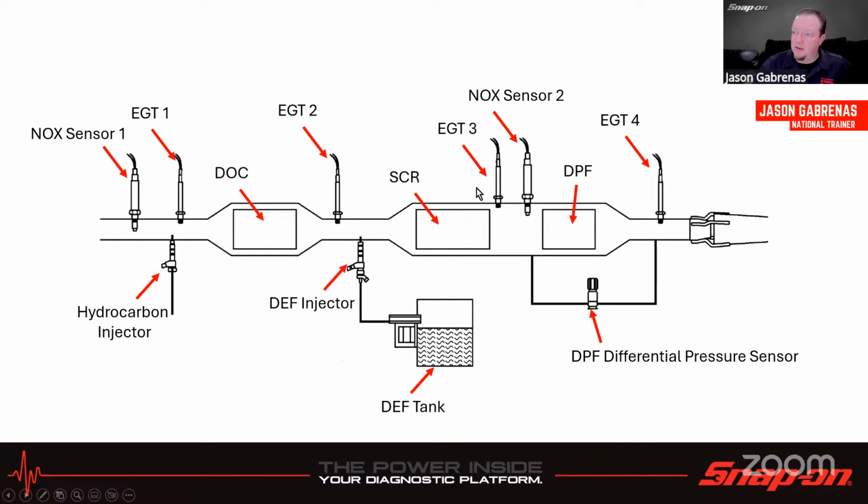EGTs, we got 1, 2, 3, 4 of them in this case. We got the diesel exhaust fluid with the injector that's right before the selective catalyst reduction system. And then there's the oxidation catalysts. And then I think that's everything I checked off there. So that's just kind of a basic system like that.